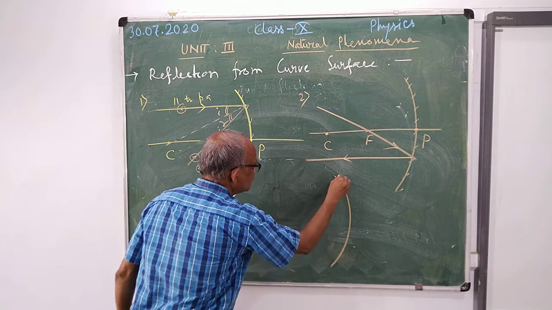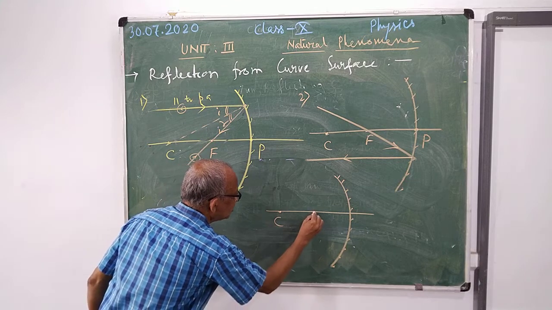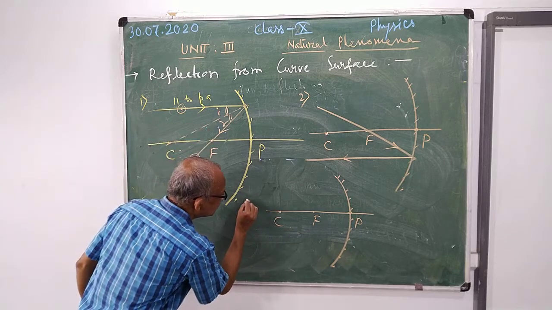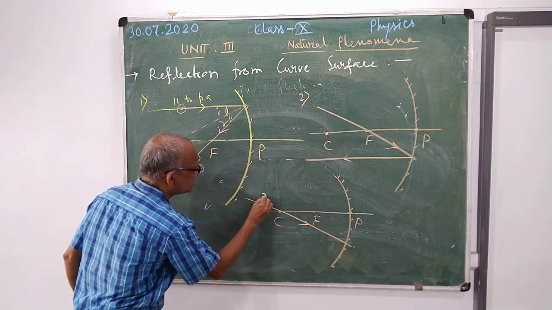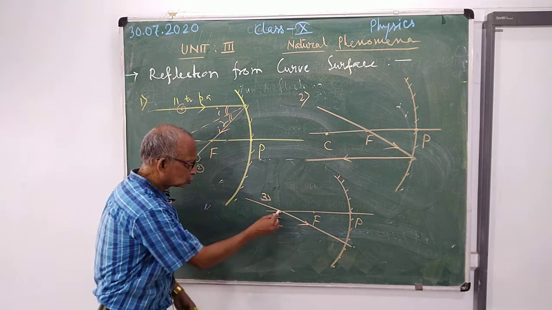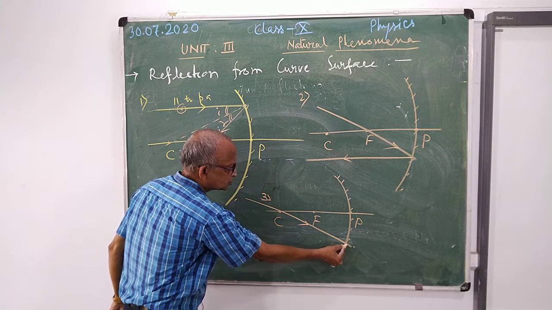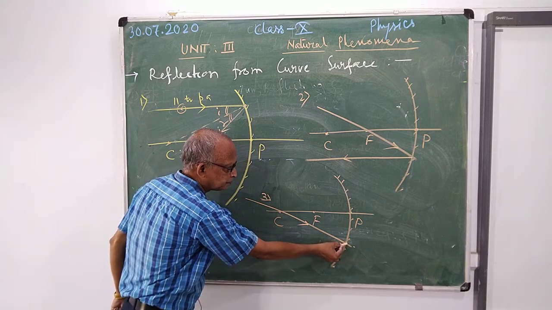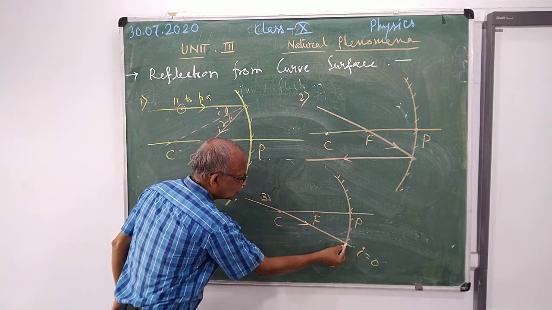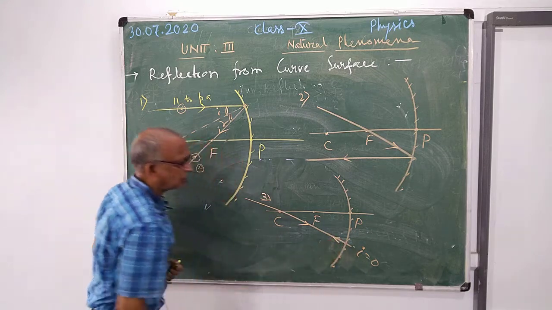Then the third one. So we have 3 points: C, P, and F. What is the third? The ray incident through center of curvature. As is suggested in this case, this line joining C and the curved surface of the mirror is a normal itself. So what is i in this case? 0. As angle of incidence is 0, angle of reflection must be 0 by law of reflection, and therefore the ray retraces its path.